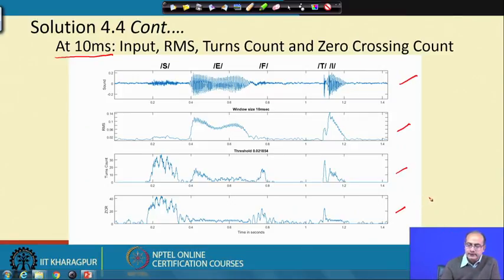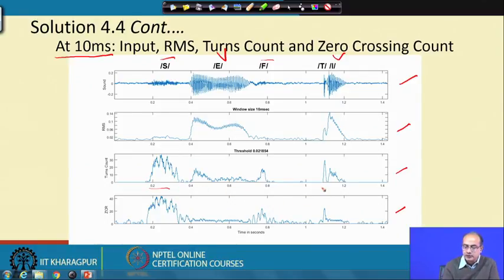is that RMS is giving the envelope of the signal. So, for the part E, that is a voiced sound, we are getting a high value. Again for the second E, that is again a voiced sound, we are getting a high value. On the other hand, when the unvoiced parts or the consonants like S or F come, we get the zero crossing rate higher.